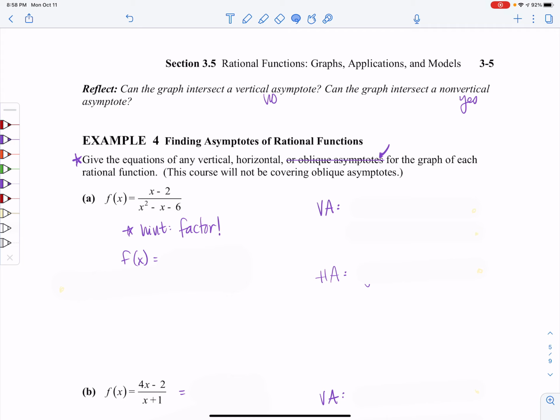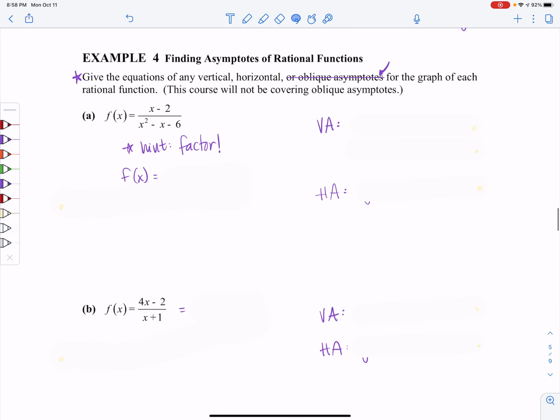All right, so we're going to walk you through here exactly what to do with this example 4. It says to give the equations of any vertical, horizontal, or oblique asymptotes. Again, obliques might be in your instructions or in your directions, but none of the questions that we've chosen are going to have oblique asymptotes. And as I mentioned there, the course is not going to cover oblique asymptotes.